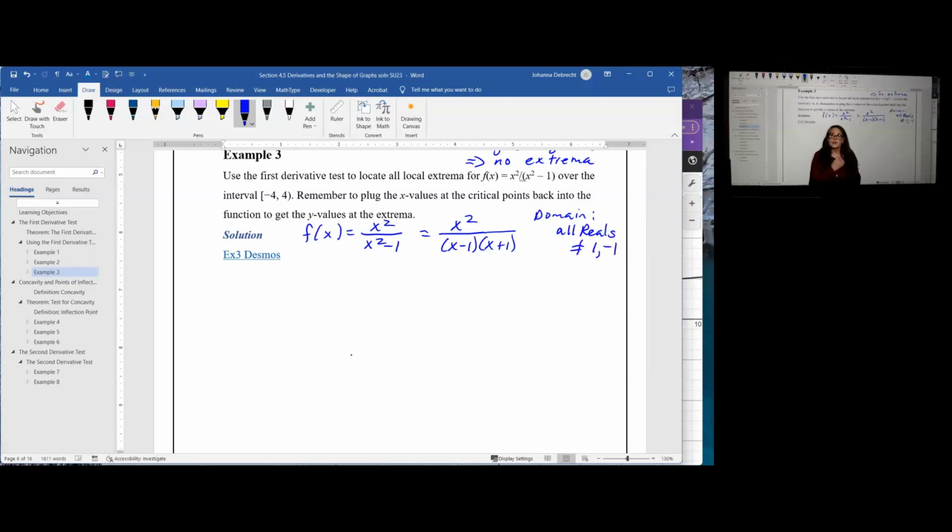Now what I want to do is take the derivative and find the critical points so that I can find the extrema by using the first derivative test. Go ahead and pause the video, work it out, turn the video back on to check your answer.